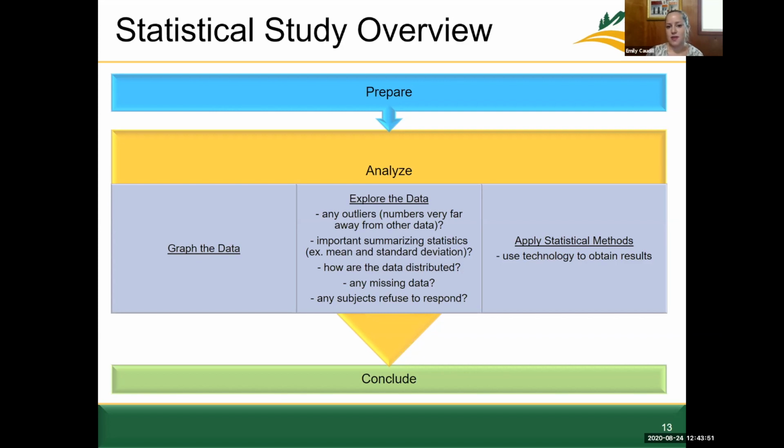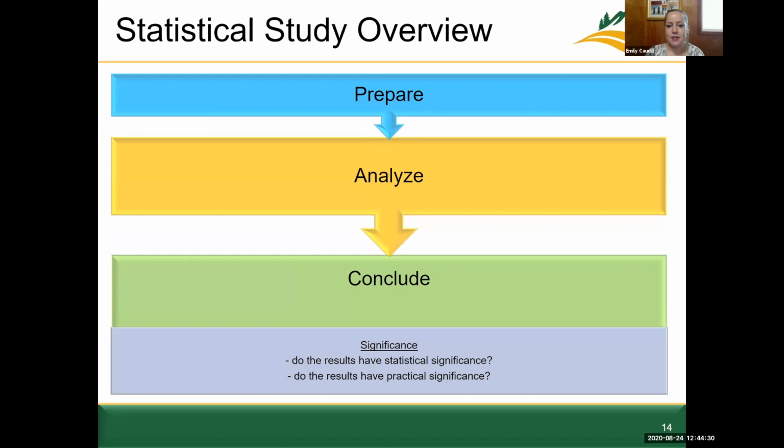So again, going beyond just the classic math equations for statistics and really keeping your critical thinking cap on. Did the data make sense? Why or why not? And then for apply statistical methods, there are different ways of doing that. We'll use Excel, for example, as a way to calculate numbers. And then concluding: do the results have statistical significance, practical significance?